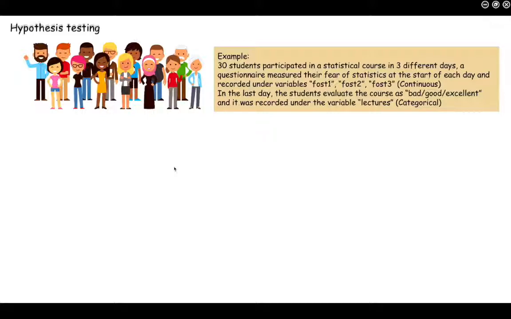Because we measure the fear based on this scale, it's a continuous variable. On the last day, the students also evaluate the course as bad, good, or excellent, and we recorded this in a variable named lectures. I used those names because we will use some data later that is available under those names. Lectures is a categorical variable with 3 subgroups: bad, good, and excellent.